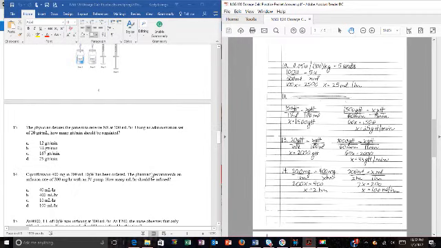Number 13 says a physician desires the patient to receive normal saline at 100 milliliters an hour. So if I'm using an administration set, again an IV tubing, that the diameter is 20 drips per milliliter, okay? How many drips per minute should be regulated?